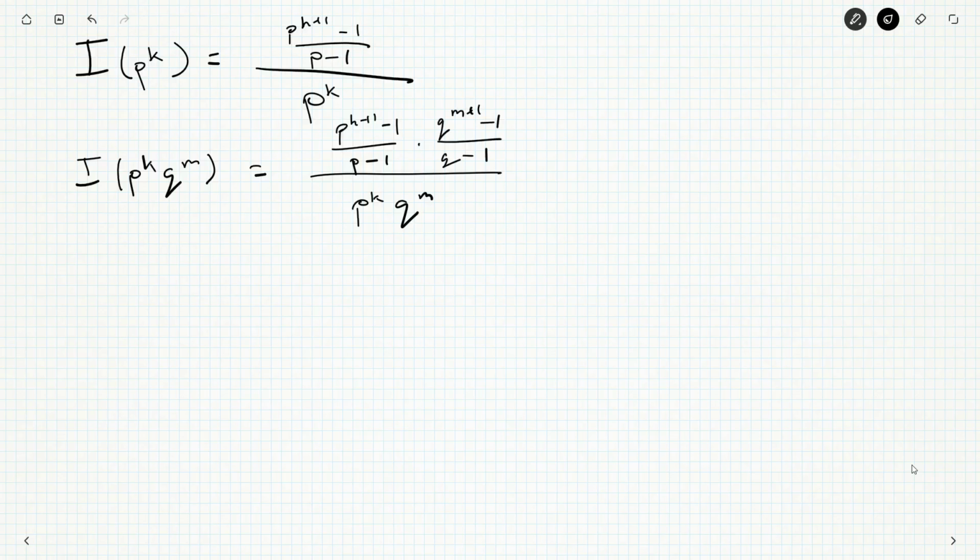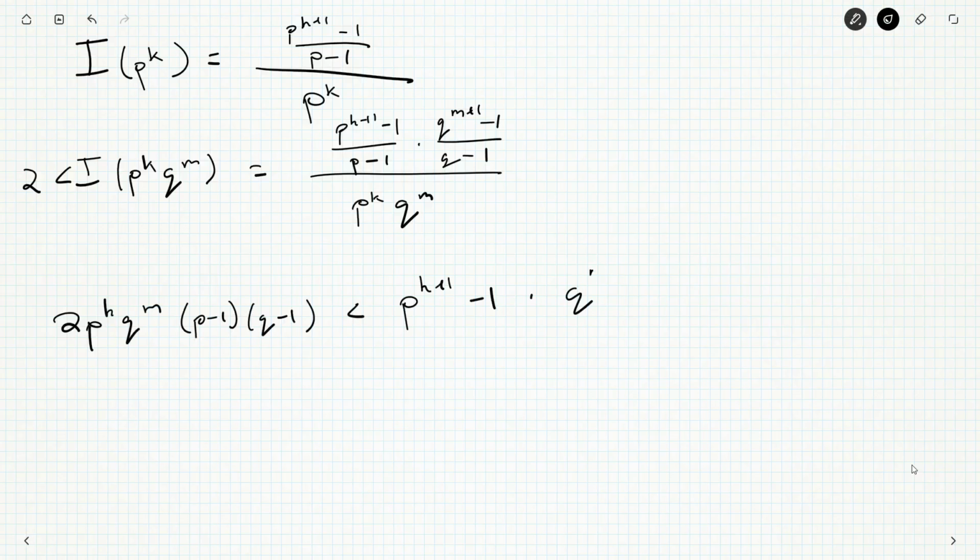Just because I find them doesn't mean I can't get smaller. So let's finish this off. I want this to be bigger than 2. So 2p to the k, q to the m has got to be less than, and we'll multiply through by p minus 1, q minus 1 as well, less than or equal to p to the k plus 1 minus 1 times q to the m plus 1 minus 1.